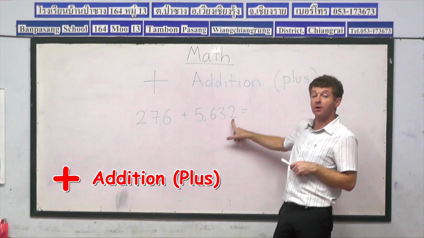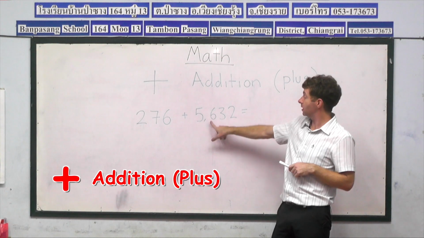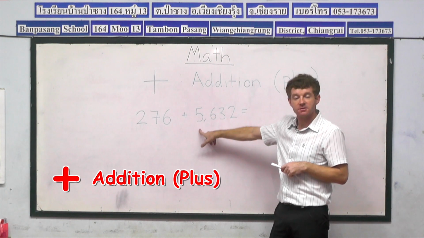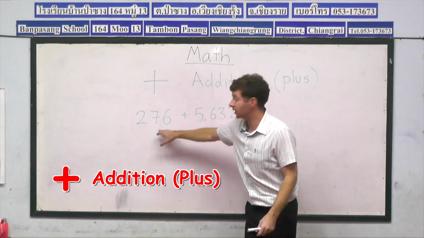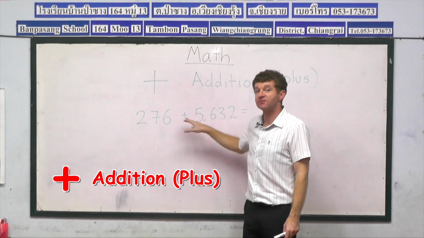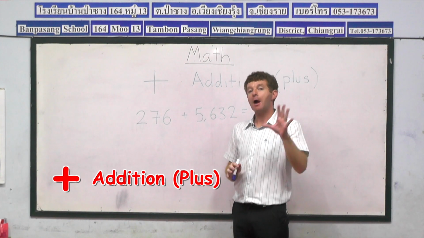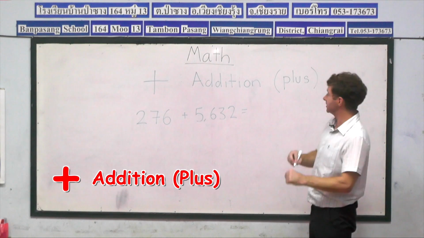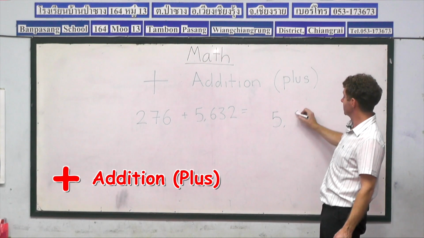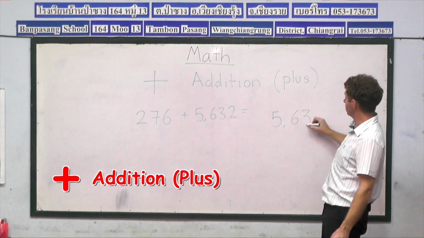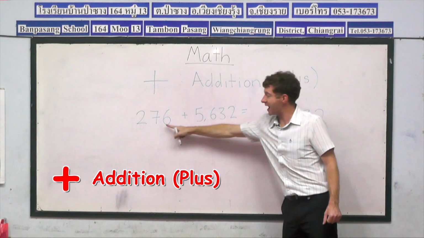Remember place value, guys? Where each digit sits in relation to the number. We start with the ones, tens, hundreds, thousands. So when adding numbers together, particularly numbers that have different sets of digits, we need to remember place value. And how we can work these numbers out is we can do a symbol like this. 5, 6, 3, 2.